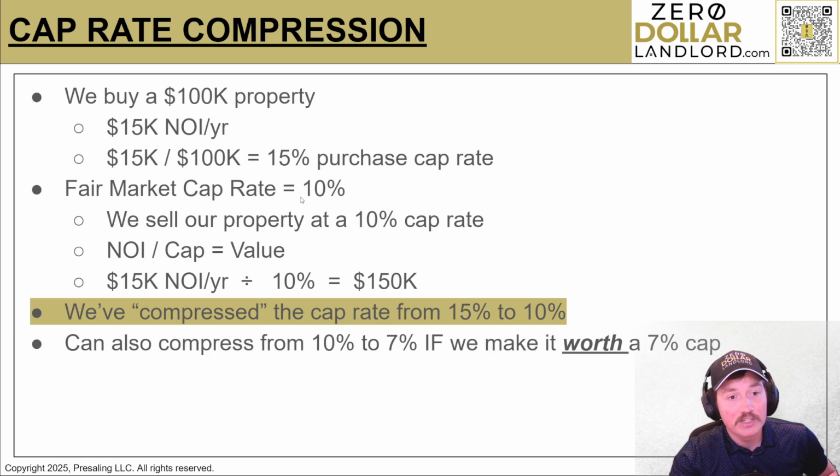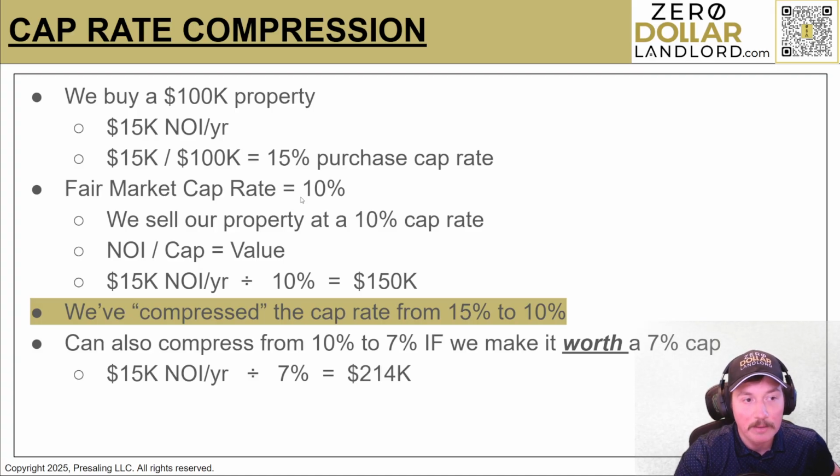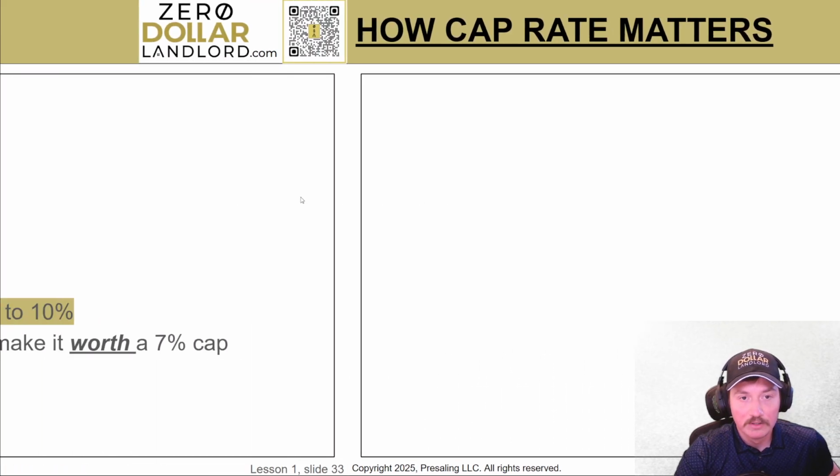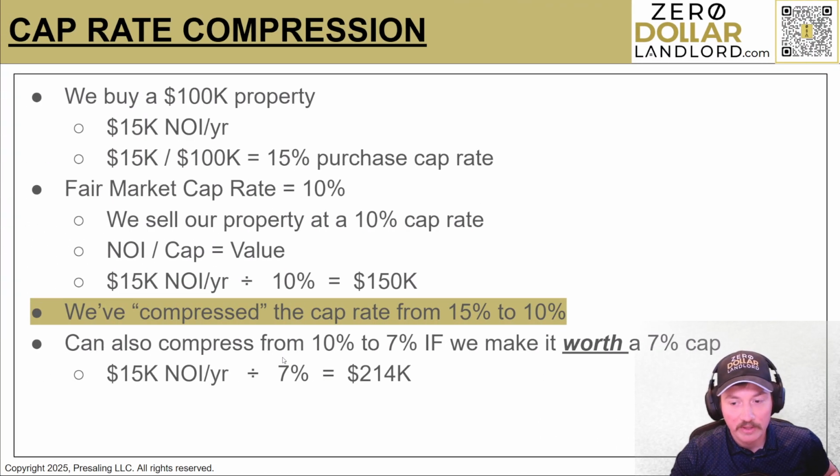You can also compress it even further, right? So in theory, you could make it worth a 7% cap rate. Let's just say you take your 15K net divided by a 7% cap rate, because I do something to make it worth a 7% cap rate, which I'll get into on how to do in a second. If that was the case, then I would be able to sell it for 214K. Mind you, this is a 100K property that we can then turn around and sell for 214K. And I didn't even talk about rehab. And we didn't even change the net income.